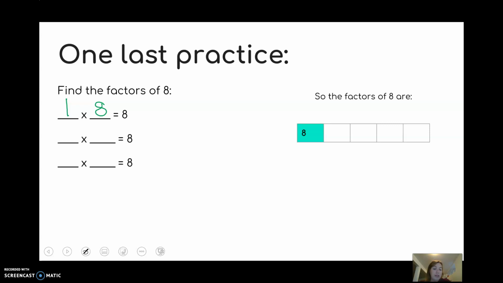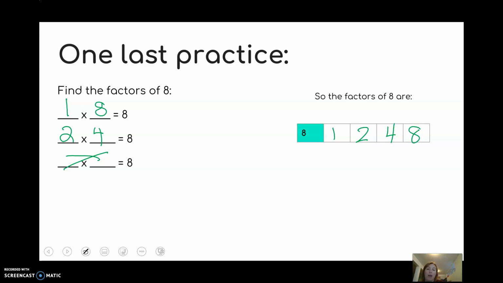Now let's try 2. 2, 4, 6, 8. That's 4. So I know 2 times 4 equals 8. Let's see if anything else comes along. So once we have 4, the only number we have left to try would be 3, because past 3, we're repeating numbers. So 3, 6, 9. Nope, doesn't go in. So the factors of 8 are 1, 2, 4, and 8.